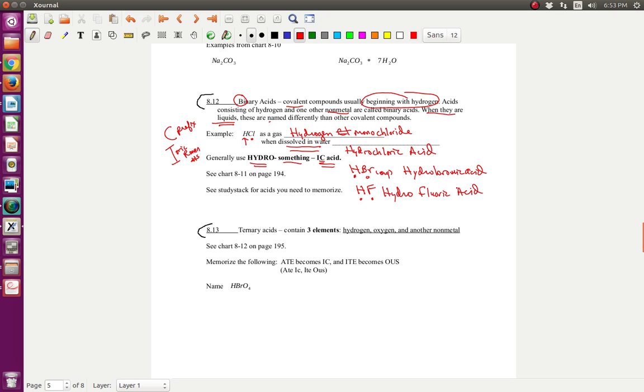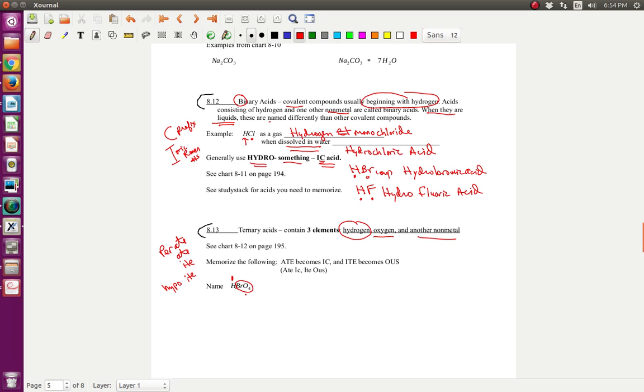All right, so the binary ones are pretty easy. It's the ternary ones that are going to give you a little bit of trouble, but not too much. This is because they deal with polyatomic ions, so you've got to get that pattern again. Let's write it down: per-ate, ate, ite, hypo-ite. Okay? All right, now these acids are going to contain hydrogen, oxygen, and another nonmetal. Hydrogen will be at the front. There it is, see? And then basically what we do is we have a polyatomic ion.